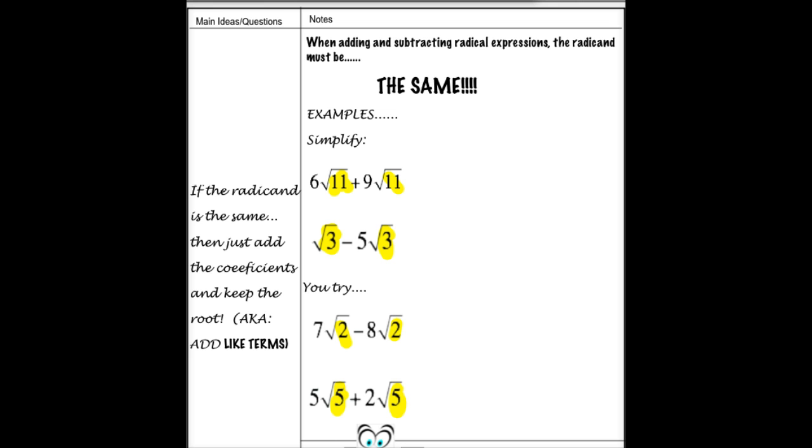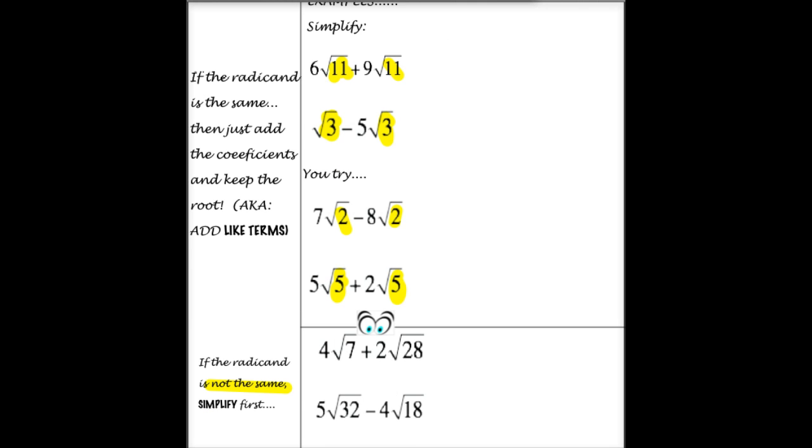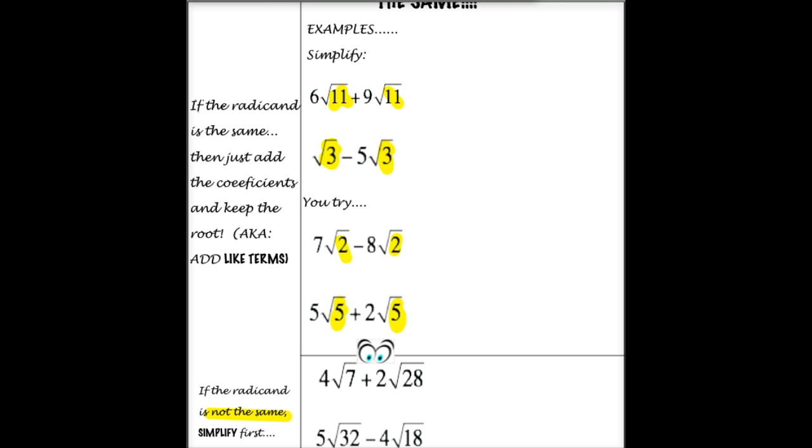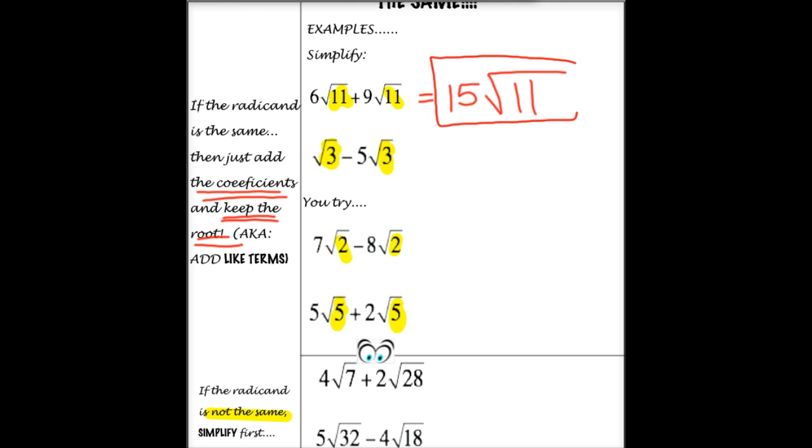So I highlighted all these here, and the reason I did that is because I want you to notice that those are like terms. It's like having 6x plus 9x. You have 15x. Same with roots. You just add those coefficients out front. You have 15 when you do 6 plus 9, and you keep the root. 6 root 11s plus 9 more root 11s gives you 15 root 11s. Do not make that a root 22.